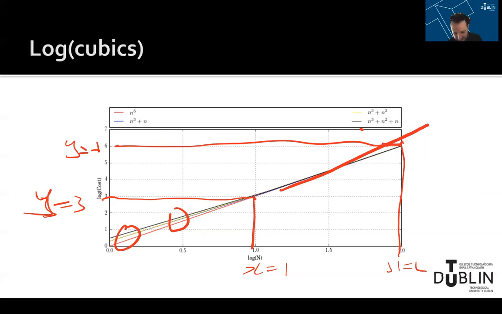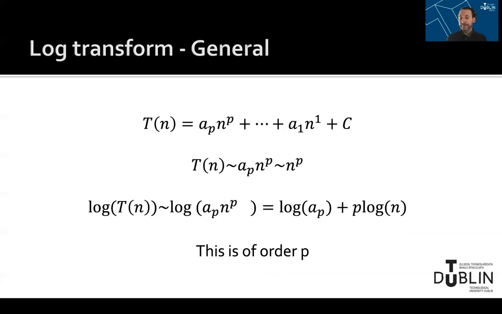So what's the slope of this line? 6 minus 3 divided by 2 minus 1. The slope is 3. But the slope of the log line is the power of the non-log. So the general form of this says you can have any polynomial, and if you take the log of it, you can find out what the power is, the largest power.